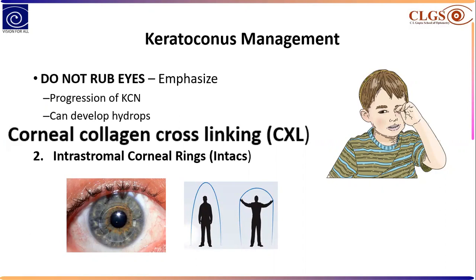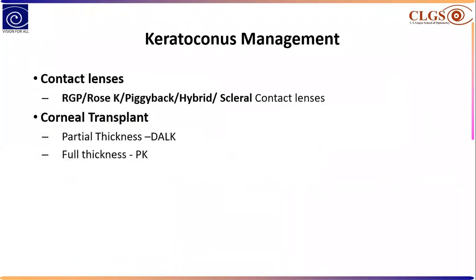So in our clinical scenario, whenever we diagnose a patient with keratoconus, the approach of management will be to look for collagen cross-linking, whether that patient is suitable or not. If it is suitable, then go for the corneal collagen cross-linking. Then for visual improvement, contact lenses should be given. And if contact lenses cannot be given and if C3R cannot be done, then corneal transplant is the only option.